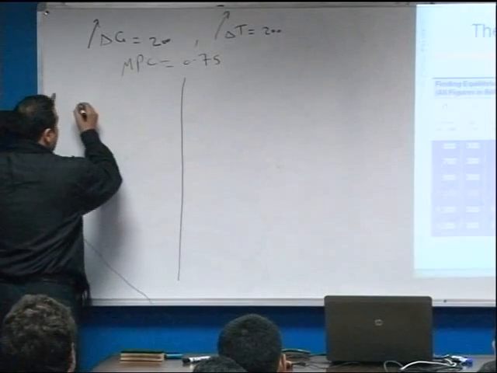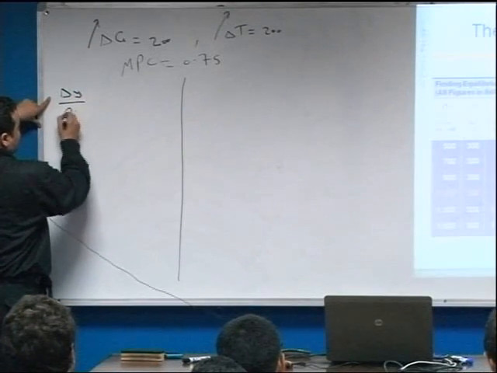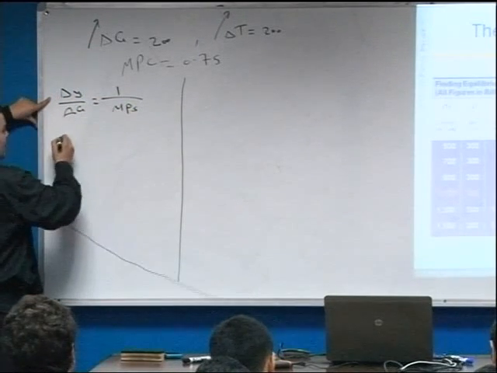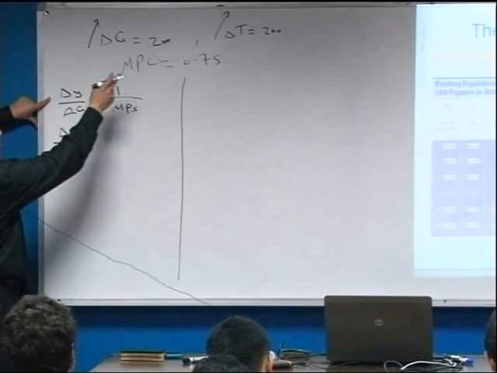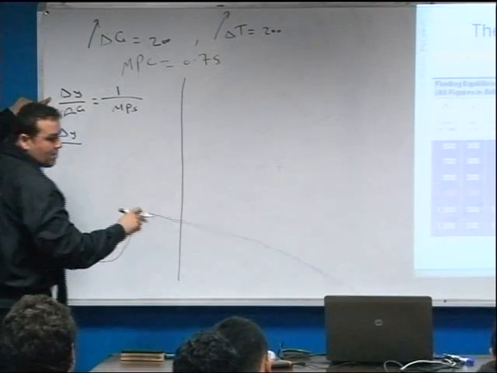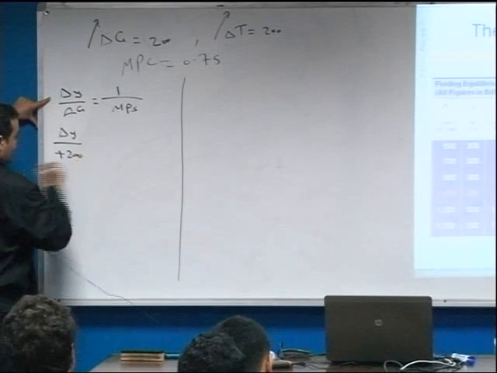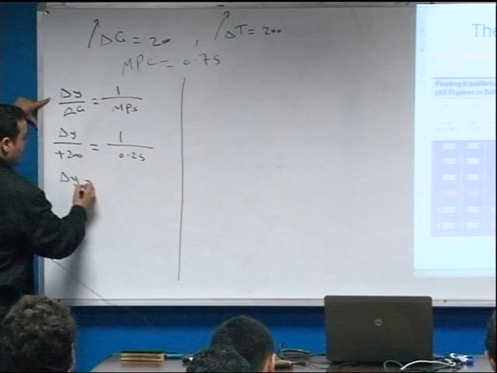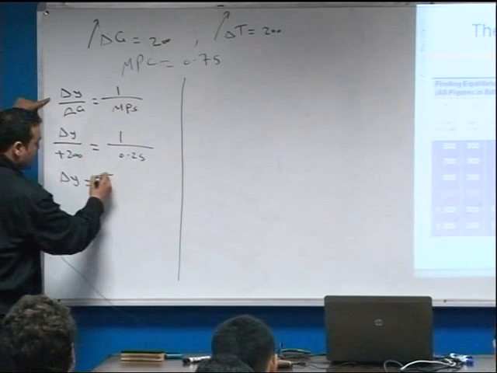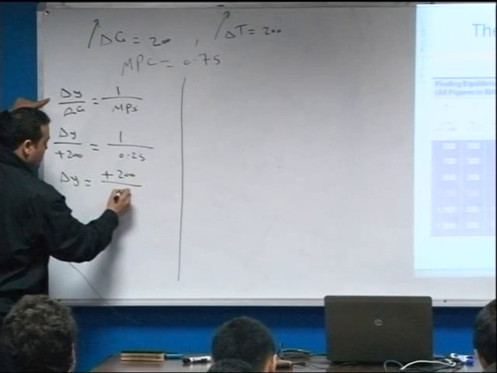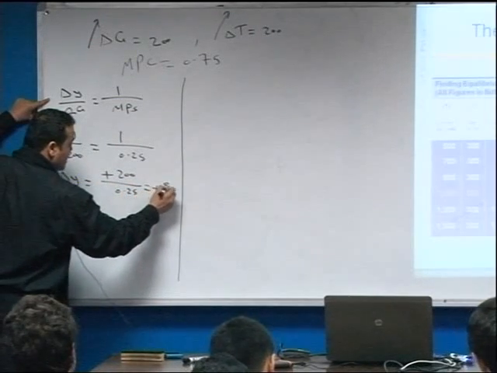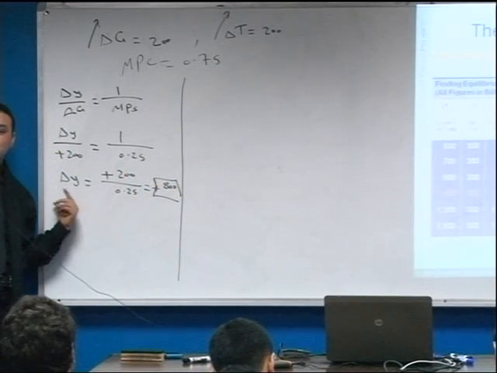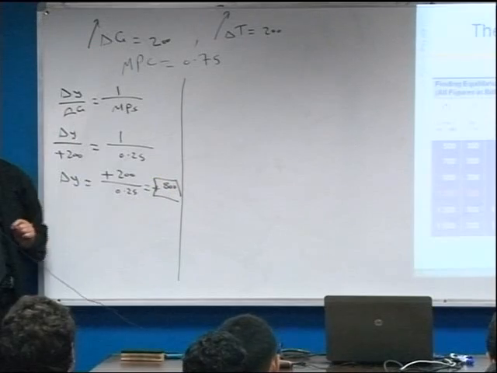So in the first case, delta Y over delta G equals 1 over MPS. So delta Y over delta G, an increase of positive $200 million, equals 1 over MPS, 0.25. So delta Y equals 200 times 1 over 0.25, which equals positive $800 million. This is the change in the aggregate output due to the change in government spending, right?